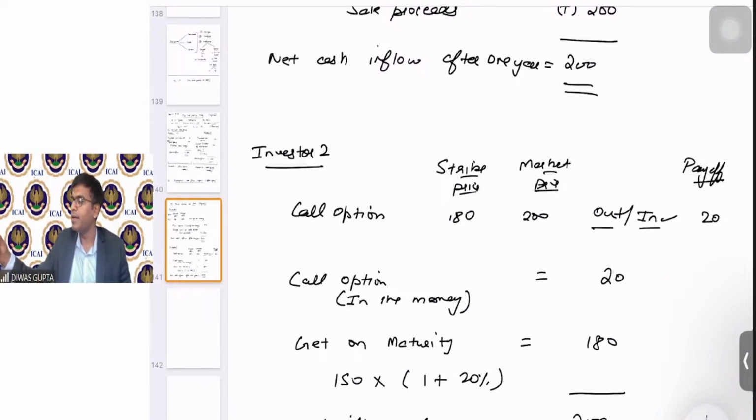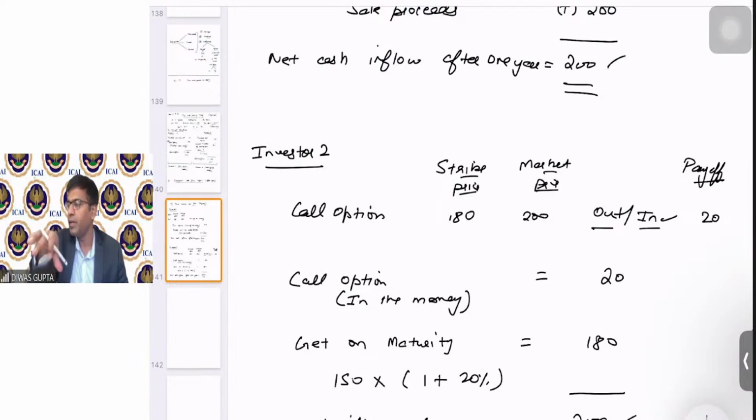Yes, very nice. Namrata and Tanisha are correct. Good. So both of them have got the same amount on maturity with whatever portfolios they have created. The net cash inflow on maturity remains same. If that is the case, then we have to test this possibility.